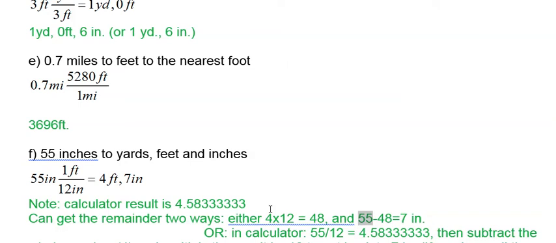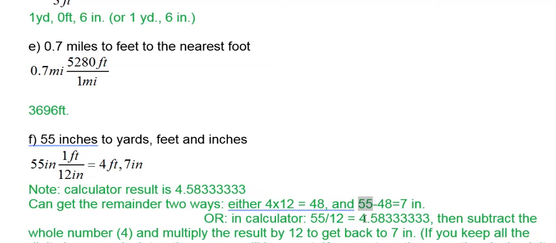Some people like to do it all in their calculator, so if you are one of those people, you can go 55 divided by 12, still get that 4.583 repeating, but then to figure out the 7 inches part, you would subtract the whole number portion, so in this case the 4, the part in front of the decimal, and so then you'd be left with the 0.583 repeating. So you multiply that result back by what we divided it by to get it back to its original units. So we multiply by 12 to get back to 7 inches.